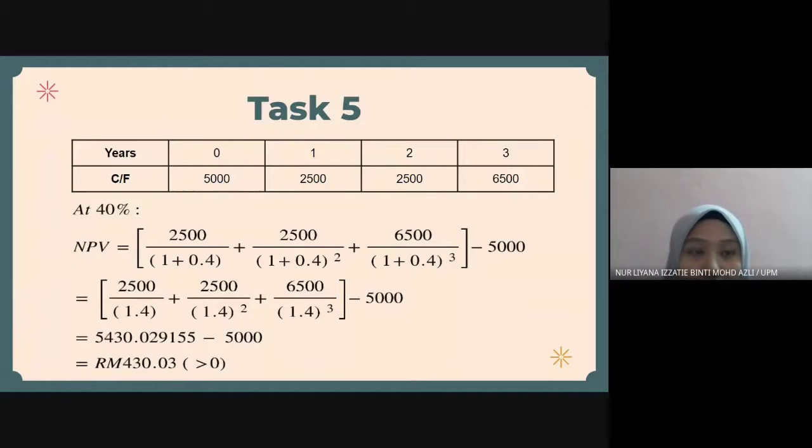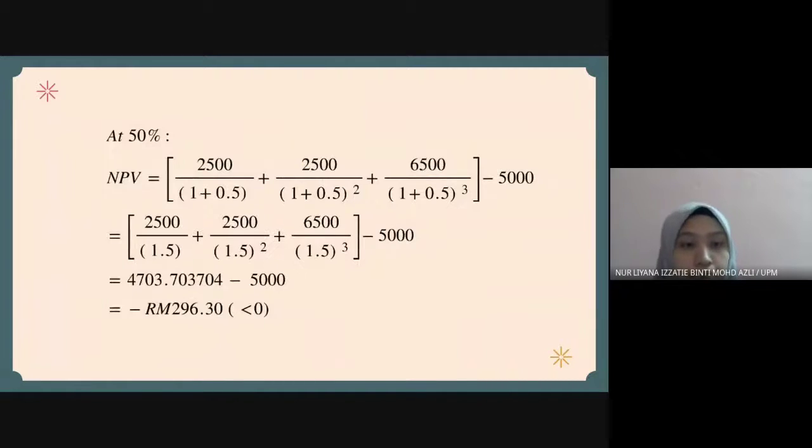At 40%, the NPV is 430 ringgit and 3 cent, which is greater than zero, and it is a positive value. Okay, next, we choose 50% and the NPV is a negative value, which is negative 296 ringgit and 30 cent.